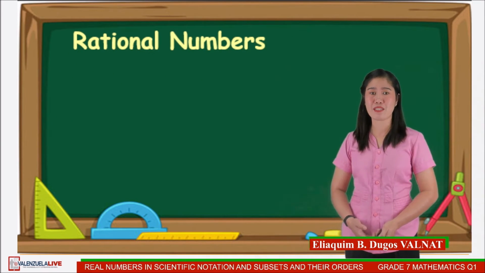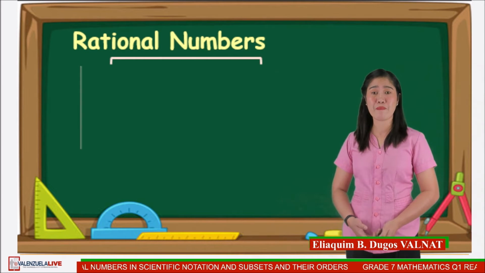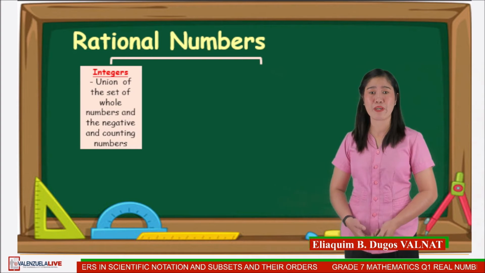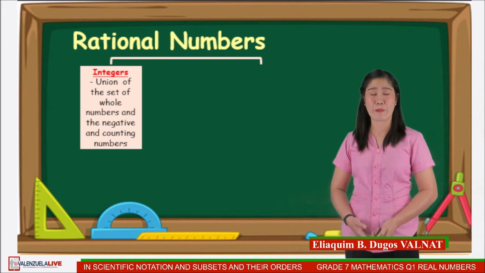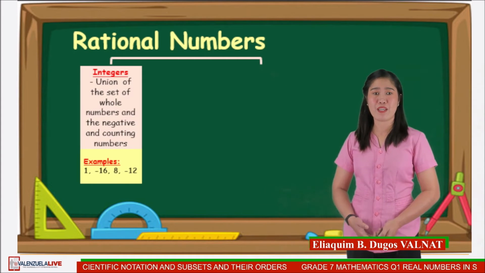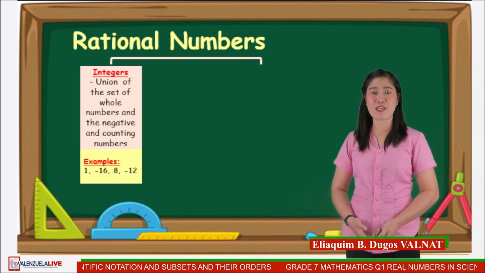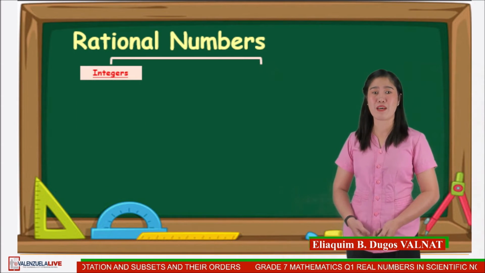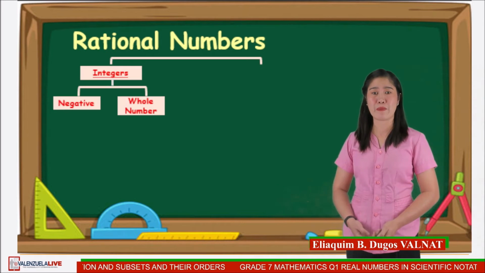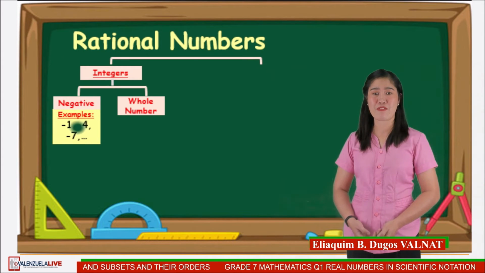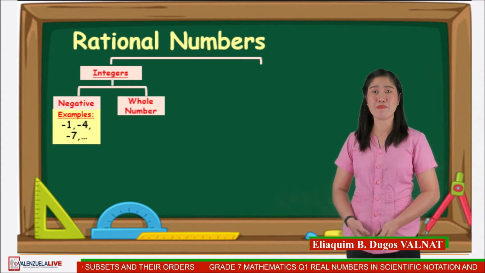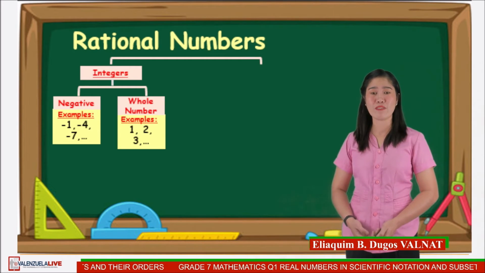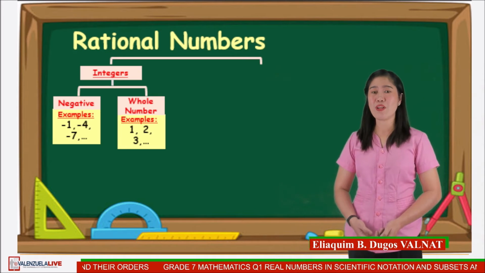Rational numbers have a subset. These are integers, which is a union of the set of whole numbers and the negative and counting numbers. Examples: negative 1, negative 16, 8, and negative 12. Integers can be negative or whole numbers. Examples of negative numbers: negative 1, negative 4, and negative 7. For whole numbers, we have 1, 2, 3, and so on and so forth.